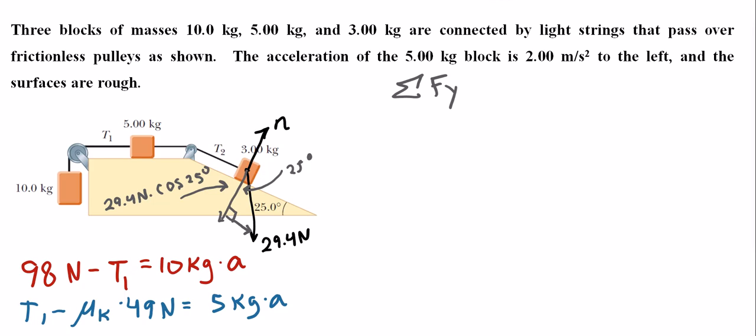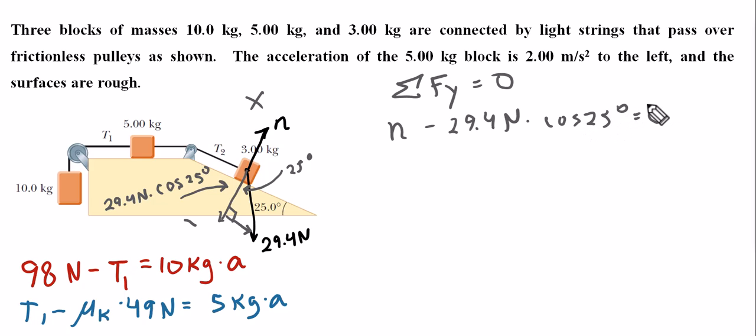For now, we're going to set up the sum of the forces along the y-axis for the 3 kilogram mass. However, this block is not jumping up and down along the y-axis. It is not levitating off the plane. It isn't drilling itself into the plane. It's simply at balance, at equilibrium. So that's going to be first law. And if I assume up is positive and down is negative, I have a normal force minus 29.4 newtons times cosine of 25 degrees is equal to 0.